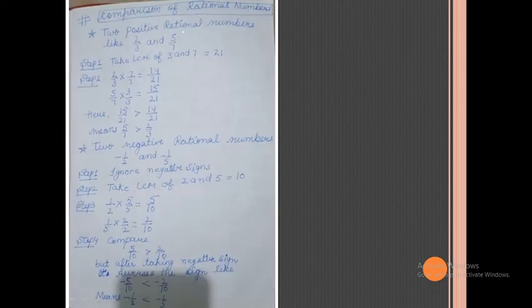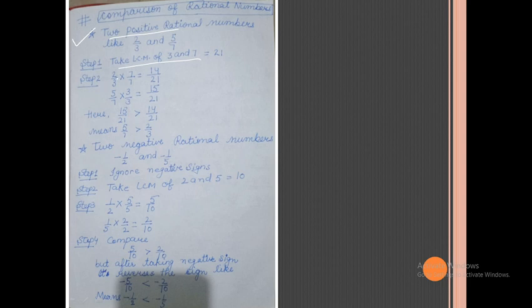Comparison of rational numbers. There are different ways of comparison. First is two positive rational numbers, like 2 by 3 and 5 by 7. For this, the first step is to take the LCM of 3 and 7, that is, the LCM of the denominators. We get the LCM, that is 21. When the denominators of both values are different, then we multiply up to the LCM.